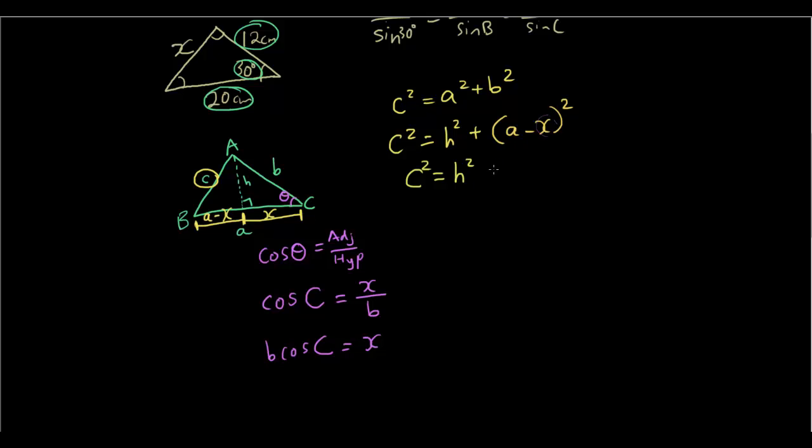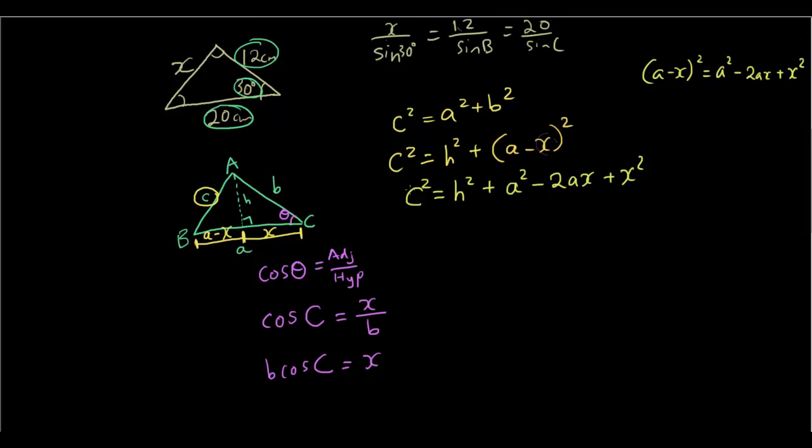Now a minus x, squared, if you remember how to expand, is actually a squared minus 2ax plus x squared. If you're not sure how I just did that, you need to go back and watch the expanding tutorial. So this now is a squared minus 2ax plus x squared. So we have h squared plus x squared in this equation.